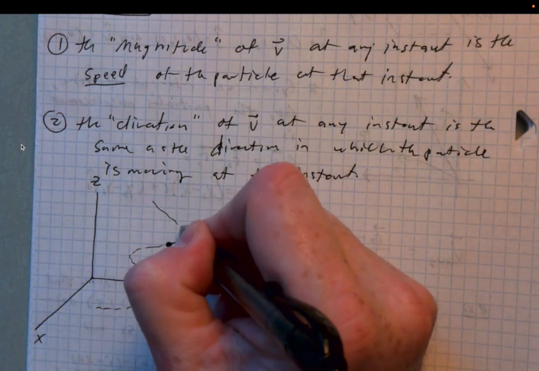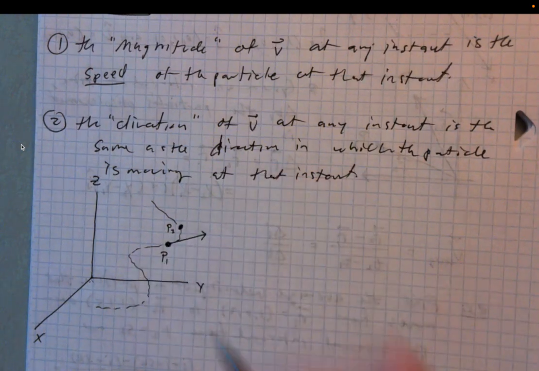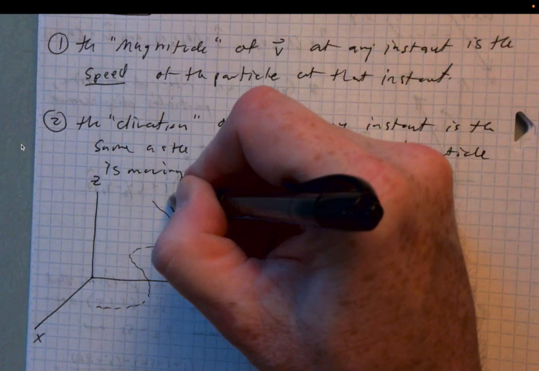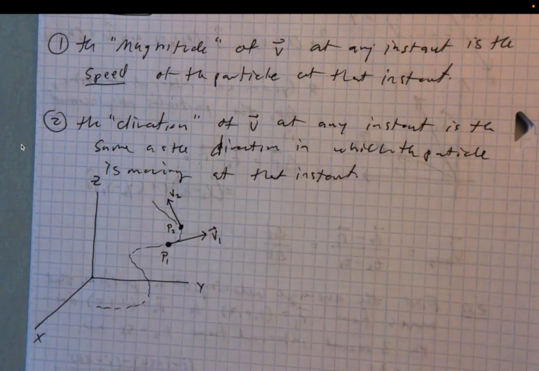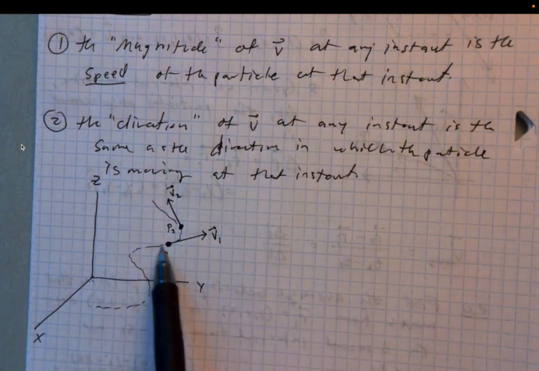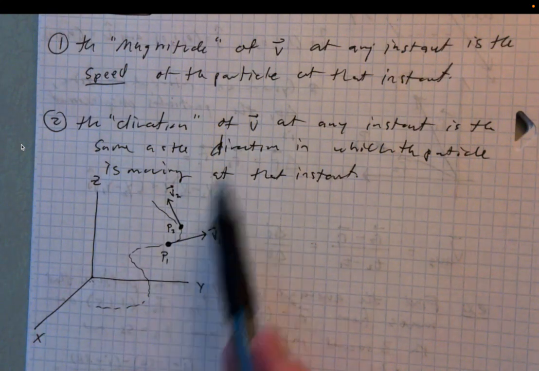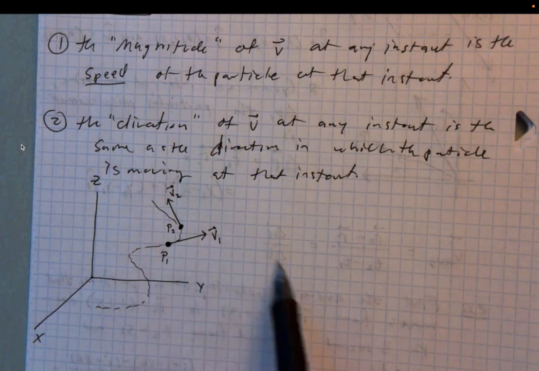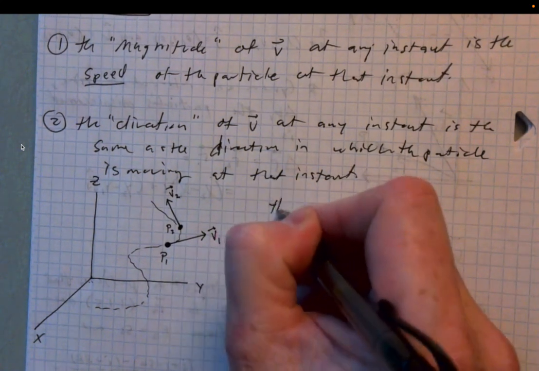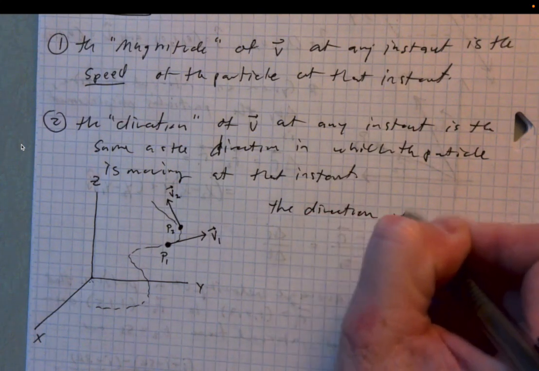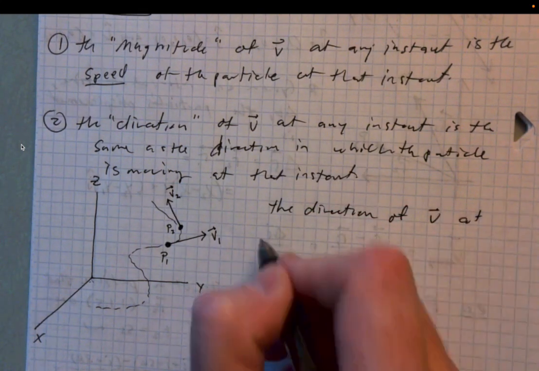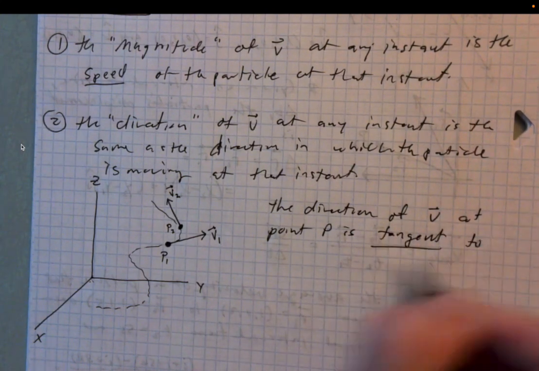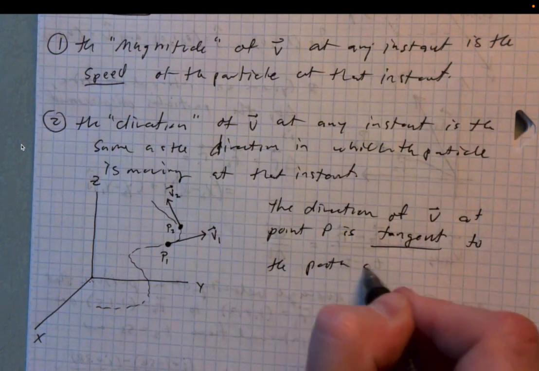Now let's say this is now my point of interest. This would be my V1. My velocity vector here would be more like this. Okay, and so the idea that this picture is trying to get across is that the direction of the velocity vector is always tangent to the path. So the direction of V at point P is tangent to the path at point P.